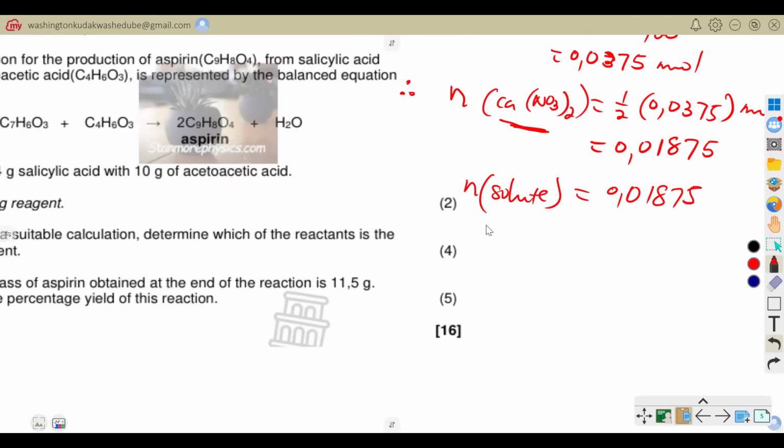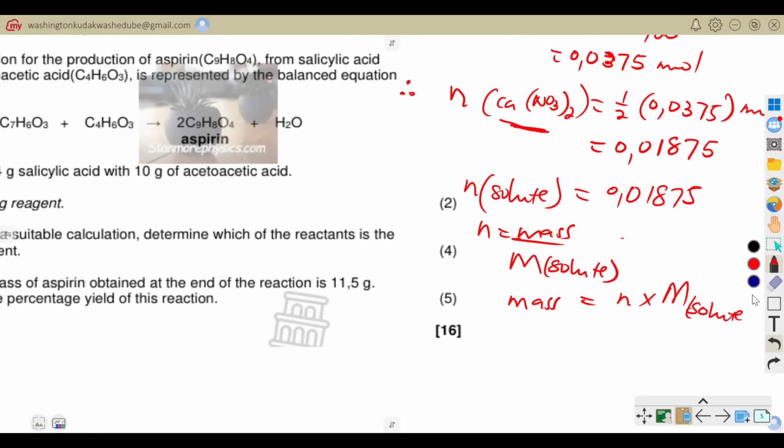0.01875. Now, how do I find mass? I know that number of moles is equal to mass divided by the molar mass of that same solute. So now I can make mass the subject. My mass would be equal to the number of moles times the molar mass of the what?